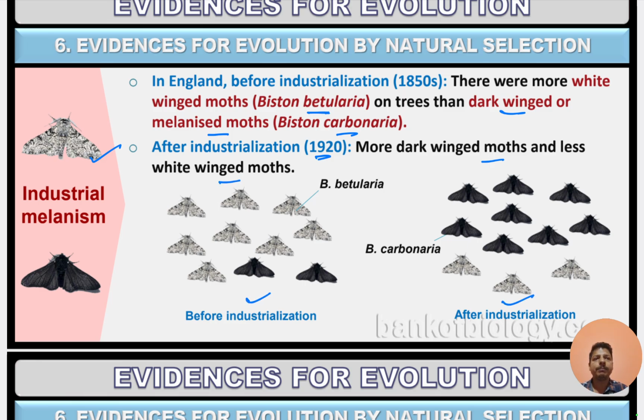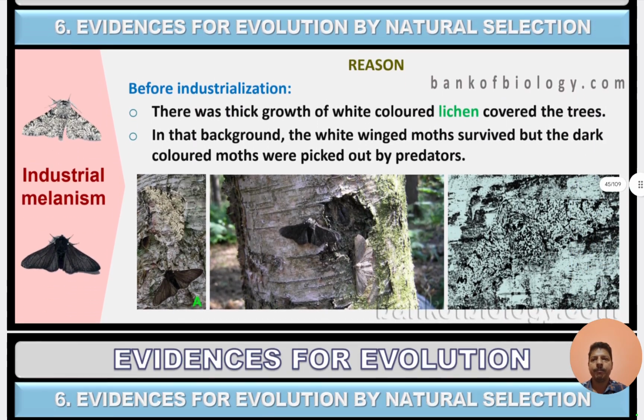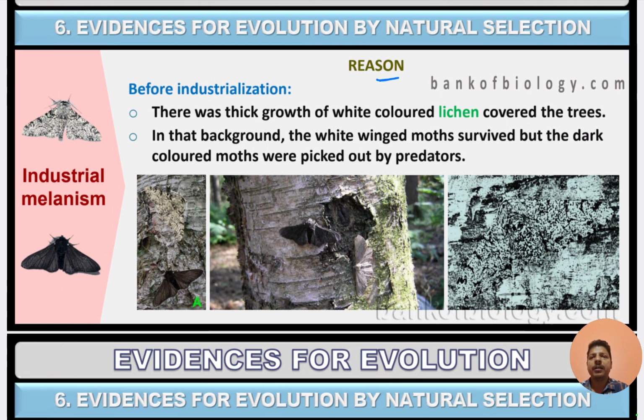And why did this occur? Here the reason is given. Before industrialization, there was thick growth of white colored lichens. We all know lichens like this. A symbiotic association of algae and fungi, called lichens, covered the tree. And as we all know, lichens are the best pollution indicators. They only grow in less polluted areas. So before industrialization, lichens covered the trees, and obviously lichens are white in color, as you can see.